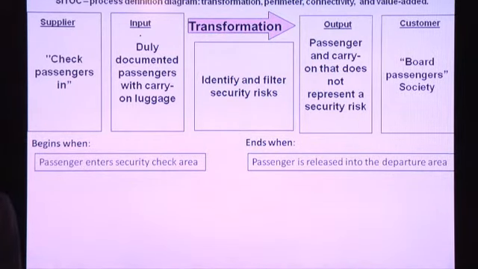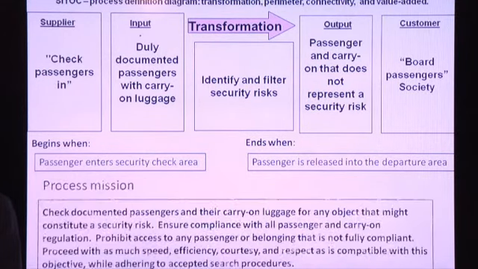The major element that's missing now is the raison d'être of the process, or mission. A mission statement of a process describes why the organization must spend resources on this specific process. In this case, my reading of it would be: the security check process exists to check documented passengers and their carry-on luggage for any object that might constitute a security risk. To ensure compliance with all passenger and carry-on regulations.